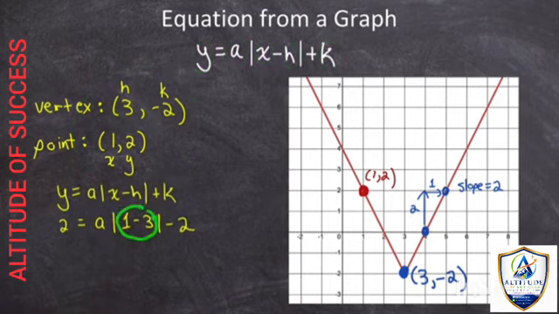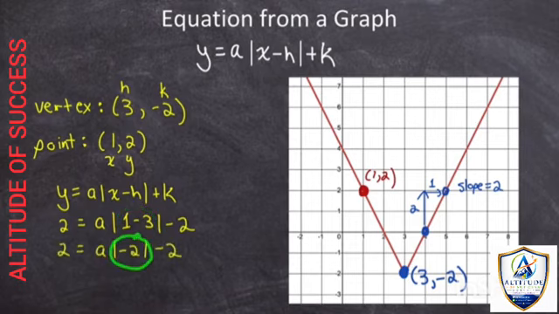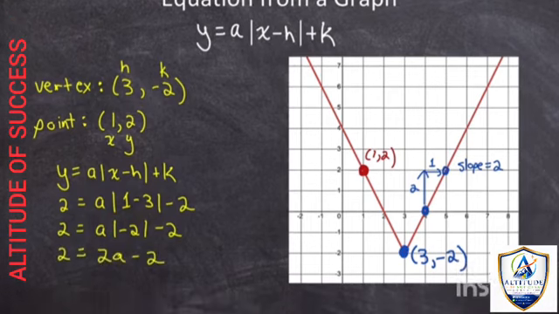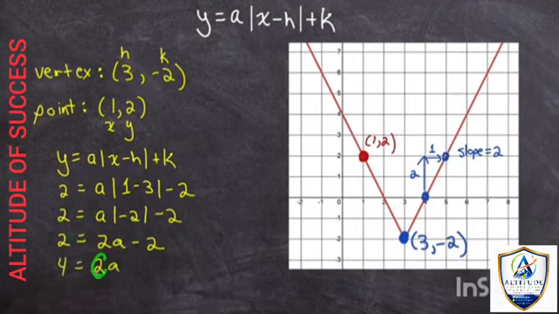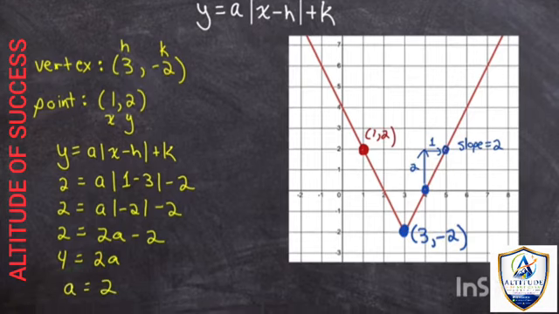Inside the absolute value, I have 1 minus 3, which is -2, and the absolute value of -2 is +2. So this is a times 2, which I'll write as 2a, and then just isolate the a. I'll move the -2 to the other side by adding 2, and then I'll divide by 2 on the other side, giving me a is equal to 4 over 2, which means a is equal to 2. Which means the final equation of this function is y equals 2 times the absolute value of x minus 3, minus 2.